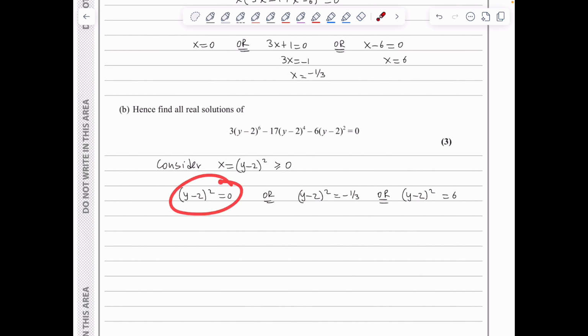Now from the first equation here, we've got y minus 2 being equal to 0, and therefore y is equal to 2. Now y minus 2 squared cannot be negative a third, because we said that anything squared cannot be negative. So I'm going to say here that I reject this. It's not valid. And then for the third option, y minus 2 all squared being 6, we can say that y minus 2 is plus minus root 6, which leads to y is 2 plus minus root 6. So a total of 3 solutions, the 2 plus root 6, the 2 minus root 6, and the y being equal to 2.